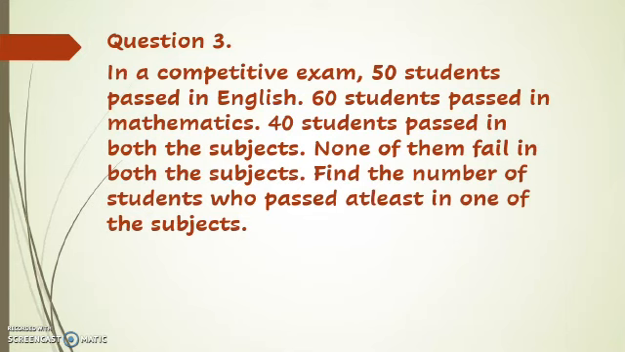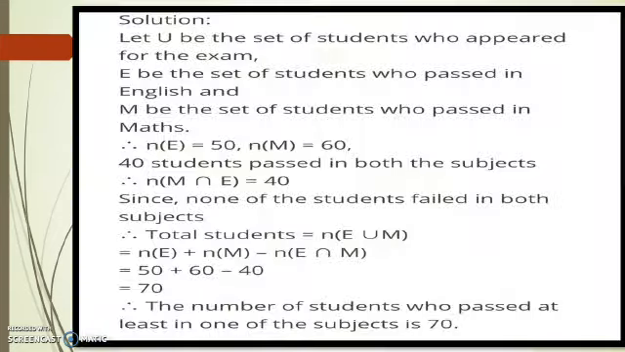In a competitive exam, 50 students passed in English, 60 students passed in mathematics, 40 students passed in both the subjects. None of them fail in both the subjects. Find the number of students who passed at least in one of the subjects. Let's go through the solution.